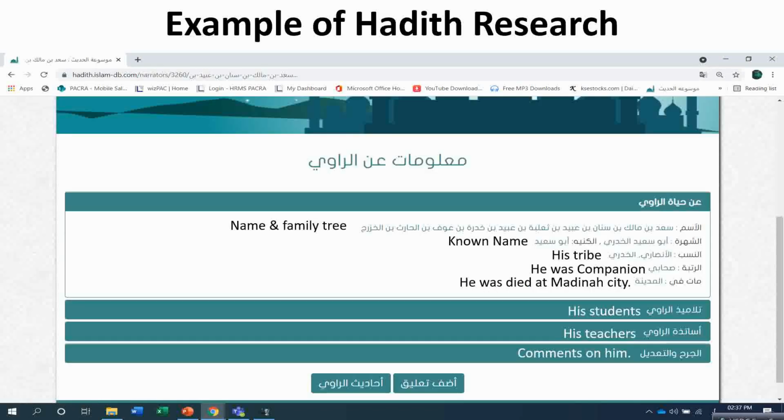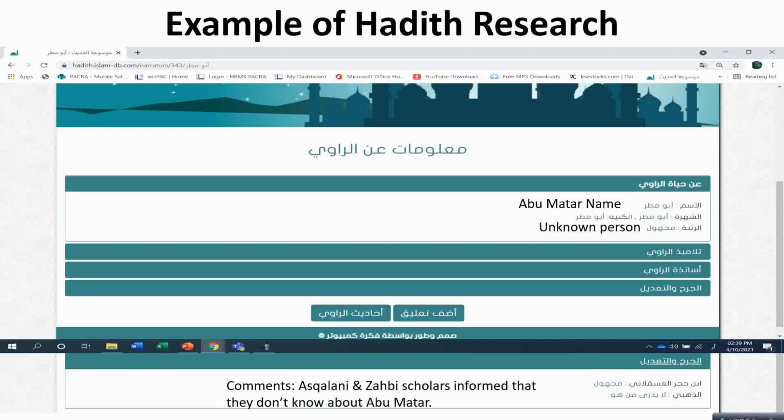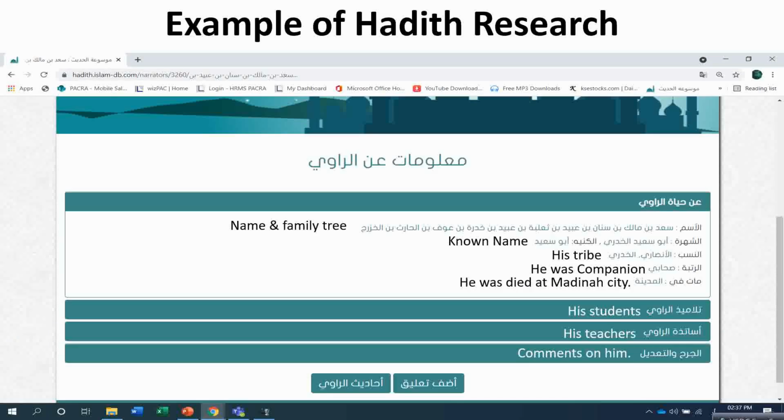His name is mentioned, but Abu Sayyid Khudri was a companion and he died in Medina city. That's okay, he was a reliable person. But now we see Abu Matar. Who was Matar? It is mentioned that he is an unknown person. Two researchers have commented: Ibn Hajar Asqalani mentioned Majhul, that we don't know about him, and Az-Zahabi, another researcher, also mentioned that we don't know about Abu Matar. So Mr. Matar is an unknown person, which simply means he is not a reliable person.